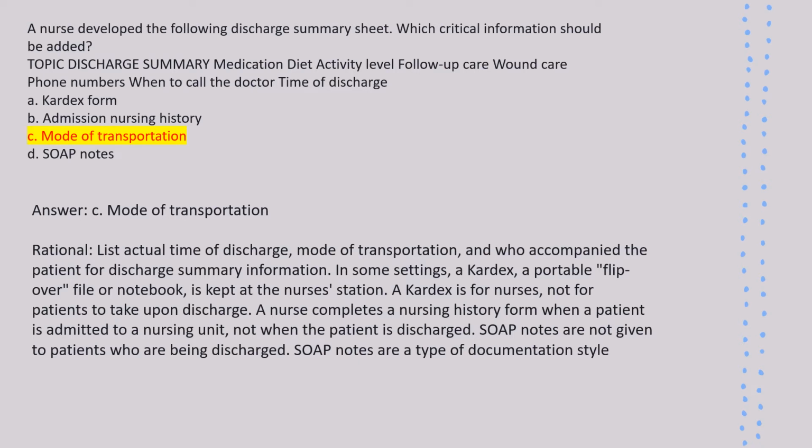Rationale: List the actual time of discharge, mode of transportation, and who accompanied the patient for discharge summary information. In some settings, a Cardex, a portable flip-over file or notebook, is kept at the nurse's station. A Cardex is for nurses, not for patients to take upon discharge. A nurse completes a nursing history form when a patient is admitted to a nursing unit, not when the patient is discharged. SOAP notes are not given to patients who are being discharged. SOAP notes are a type of documentation style.